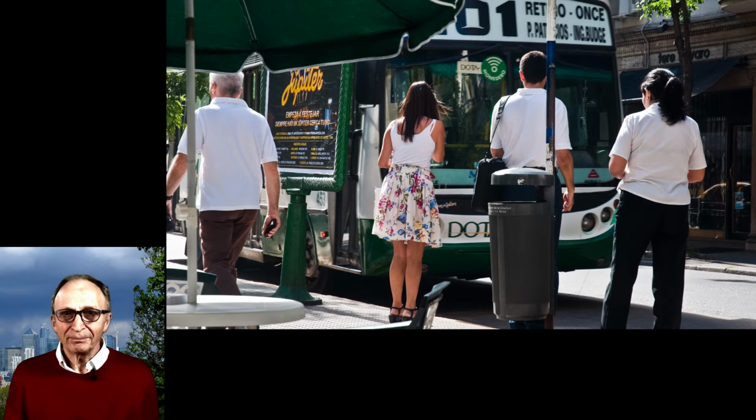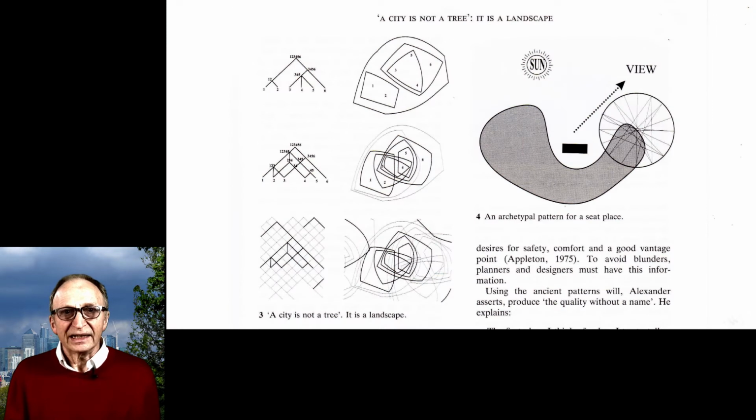The example of a bus stop was used in A City is Not a Tree to show that a bus stop is not merely a stage on a bus route. It also figures in patterns of shopping, walking, waiting, talking, etc. And these considerations led Alexander to argue against artificial cities and in favour of organic cities. He stated that cities are semi-lattice structures, not tree structures.